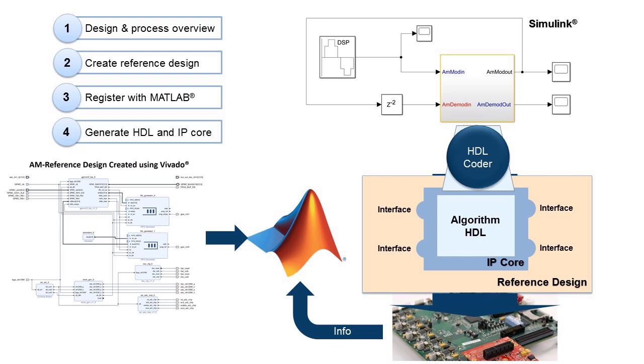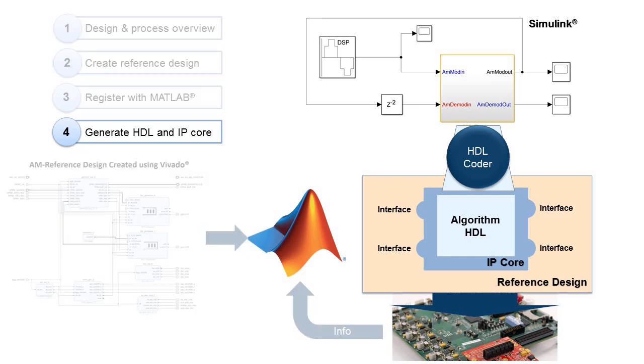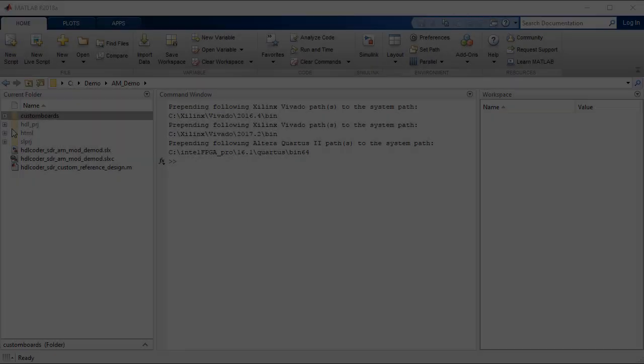This is the fourth part of our series on HDL Coder's custom reference design and IP core generation to target a custom FPGA board. The previous video showed how to register a custom board and reference design to populate the HDL Workflow Advisor. Now we are ready to target the design to it.